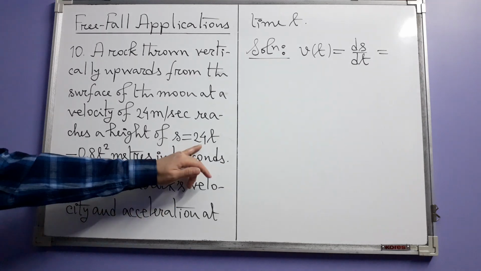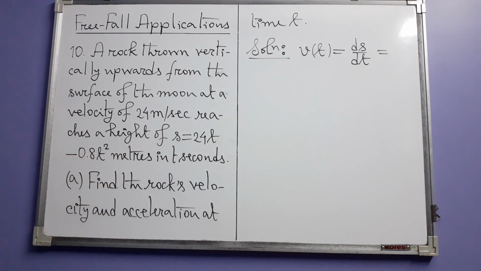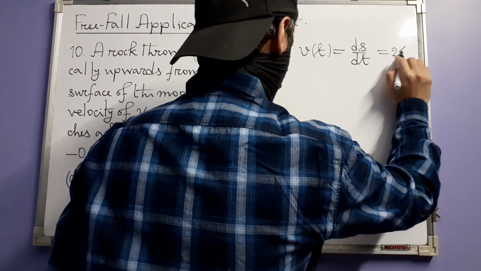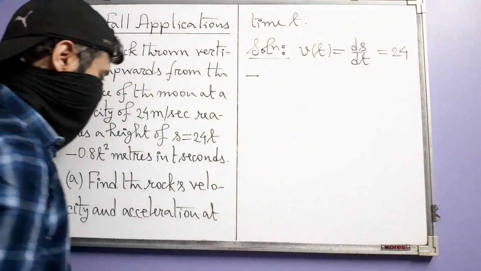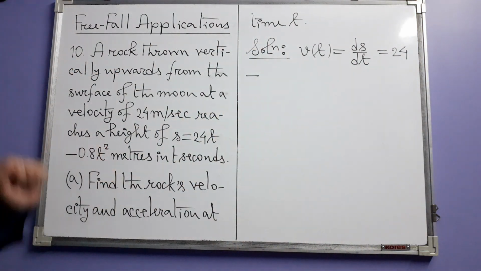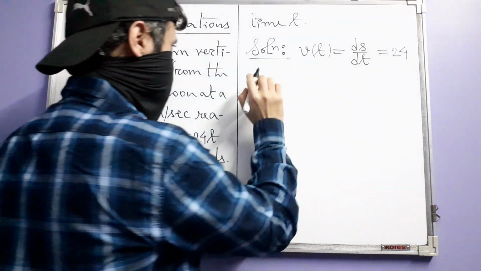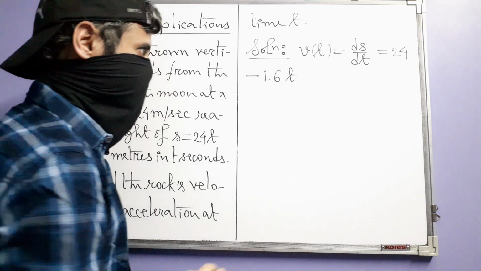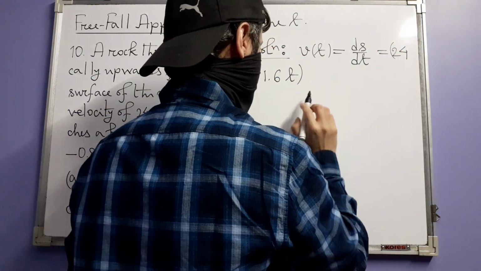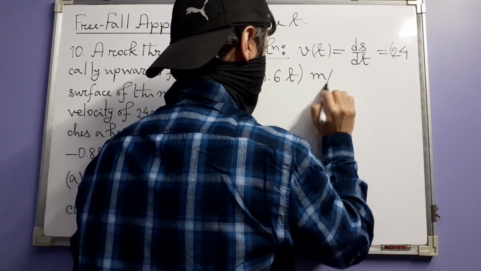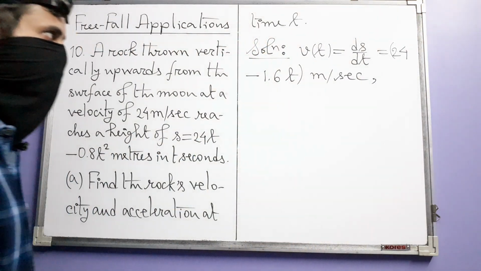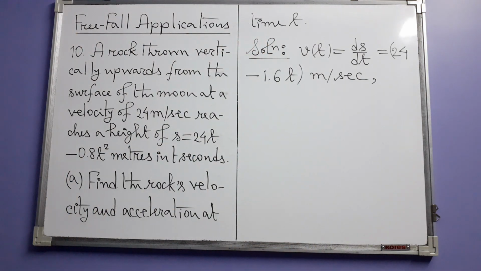So s is 24t minus 0.8 t square. So differentiating it, we will get 24 minus 0.8 times 2, that is 1.6, and then t square will become t. And do not forget to write the unit, meter per second. Okay, so this is the velocity at the time instant t second.